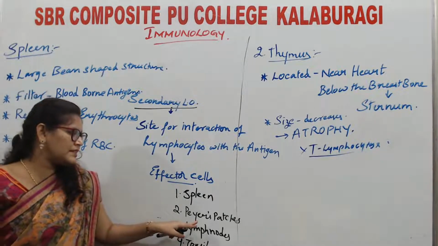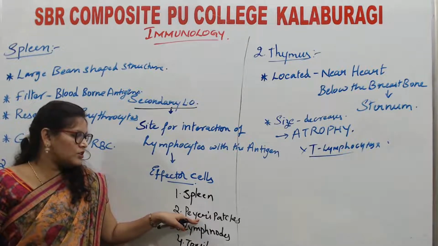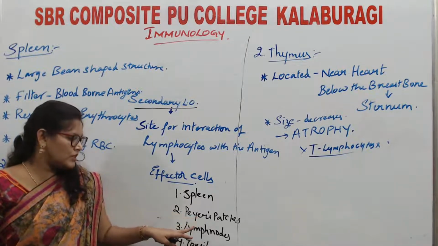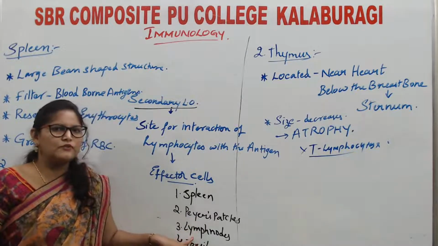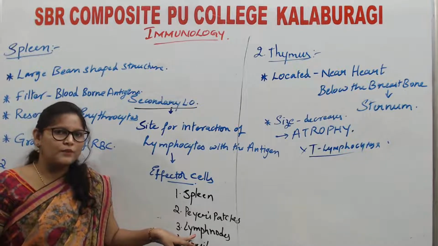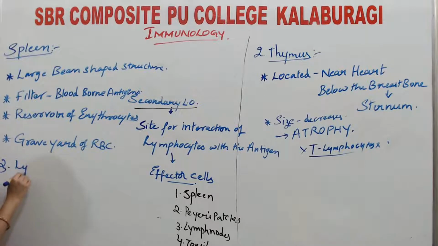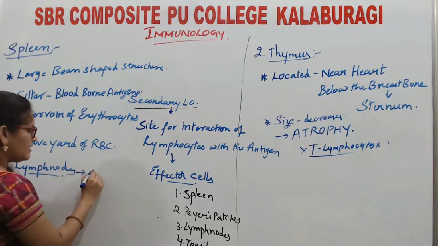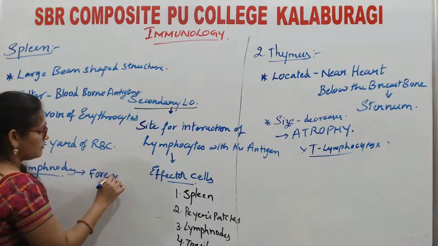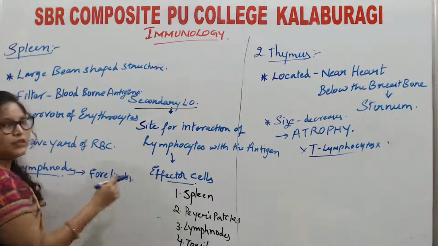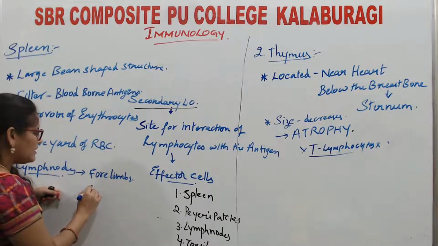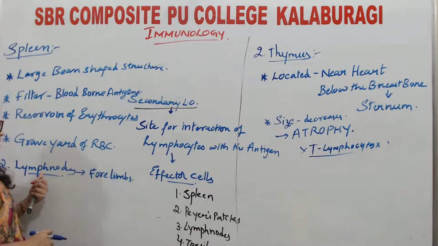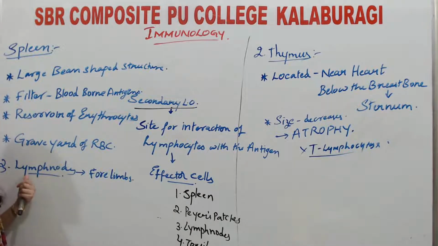And the second one, Peyer's patches. These are small patches present near the small intestine region, and they also help in fighting against pathogens. Lymph nodes: what are these? These lymph nodes are small swelling-like structures or small nodules located near the forelimbs, in the shoulder region, and also near the genital or groin region. Lymph nodes are located near the shoulder region or forelimbs and in the groin region. These will trap the antigens.